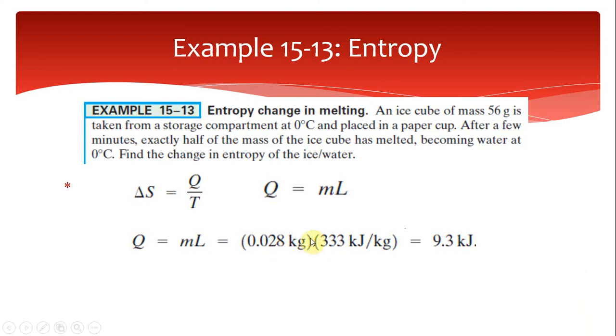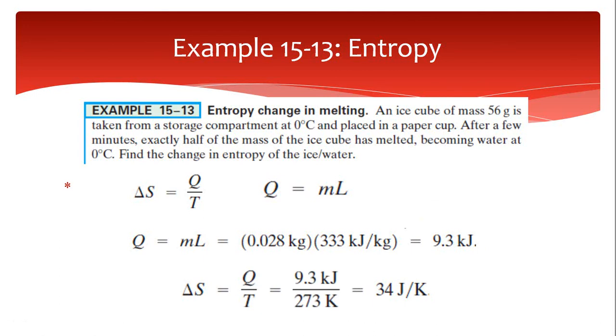Now, you may have noticed that this says 0.028 kilograms as opposed to 56 grams. Well, 56 grams is twice as much as 0.028 kilograms. 0.028 kilograms is half the mass of the ice cube that's melted. Multiplying these two numbers results in your Q value, which is going to be 9.3.